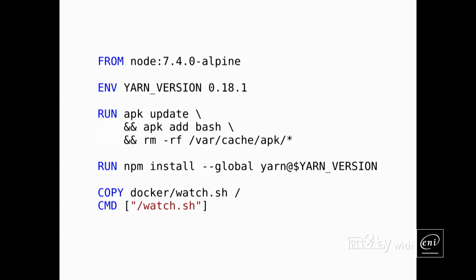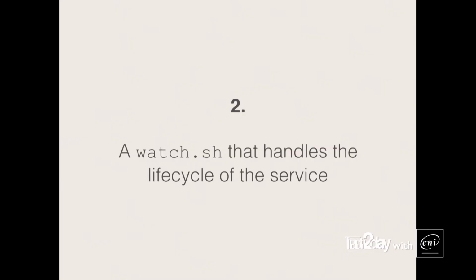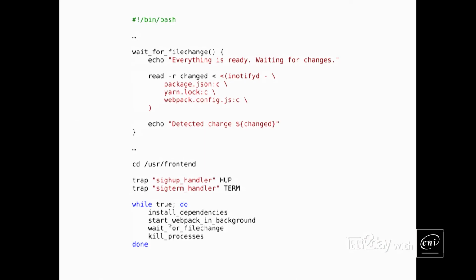And then we copy in this little shell script, which gets me to the next part. You have the Dockerfile with all the tools, and then you have this watch script that's supposed to handle the life cycle of your service. So this looks something like this. If you just ignore the top part at the beginning, you go into a specific directory, you trap some Unix signals, which is not super important. Well, it is important, but you can come ask me afterwards if you want to know why we do that. And then we go into an infinite while loop, where we say, okay, as long as this container is alive, I want to be installing dependencies. So for a front end, that's usually npm or yarn install.